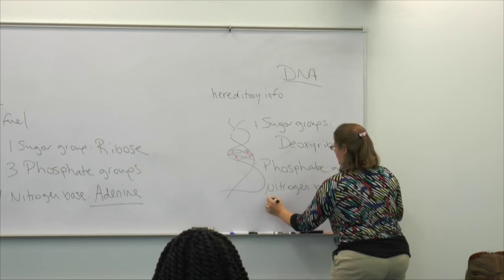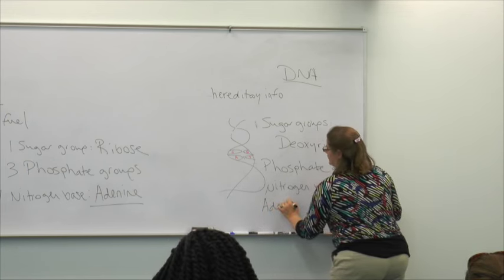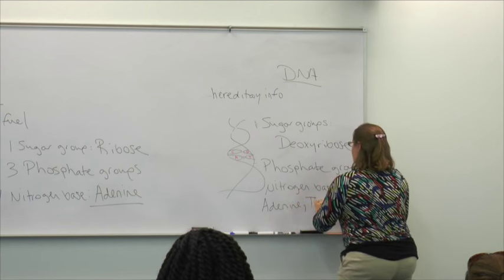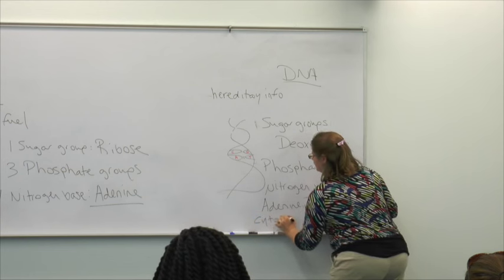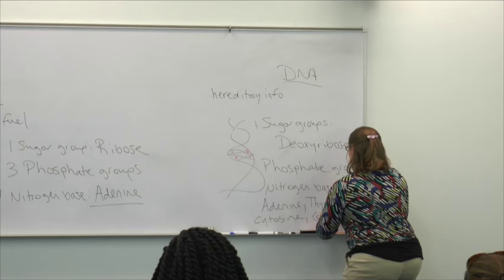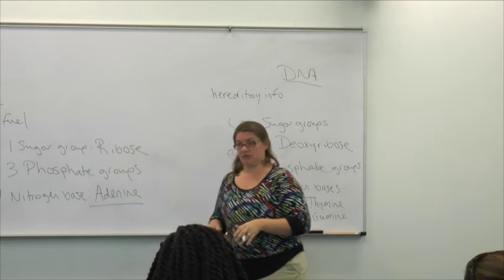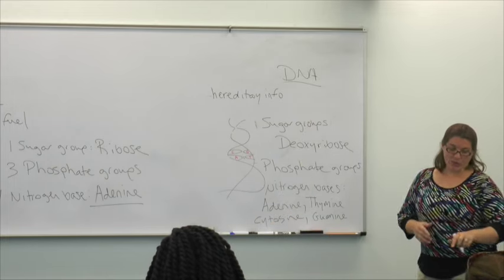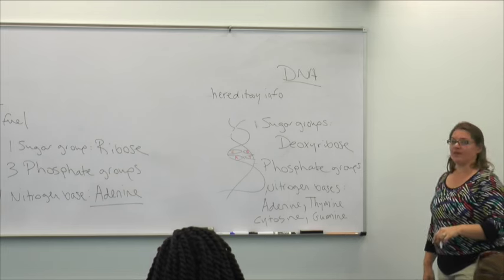cytosine, and guanine. Okay, so A stands for adenine. T stands for thymine. C stands for cytosine. And G stands for guanine. Okay, you're asking about uracil. Uracil is only in RNA. Uracil is a nitrogen base in RNA only, okay? And we're going to differentiate that in question number 10, that we're going to get to next.